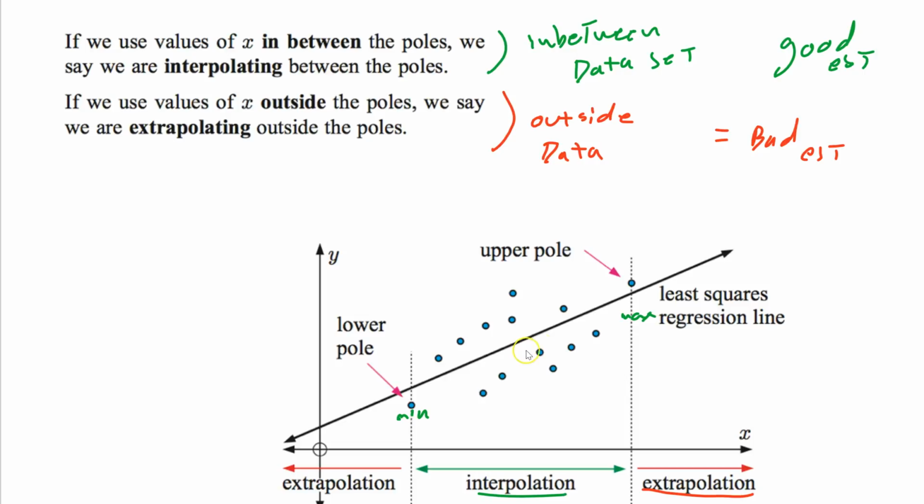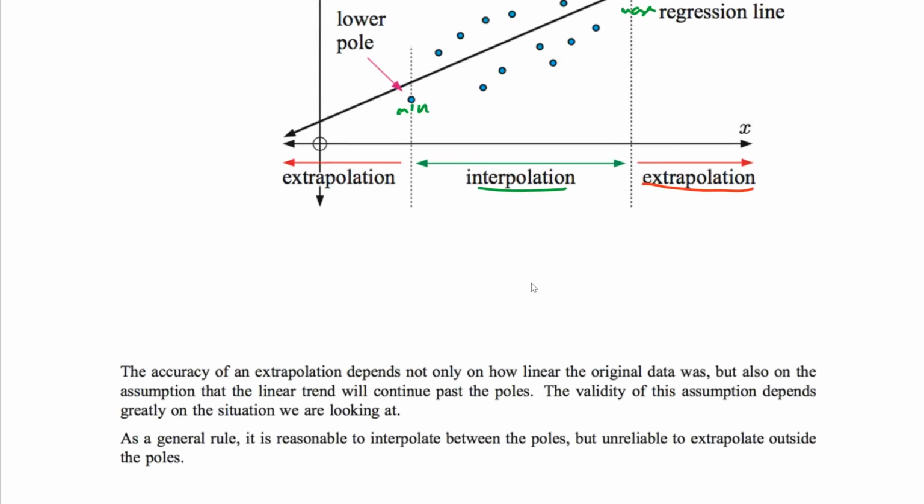So interpolation, again, when it falls in between your data set, is a good estimate. Extrapolation is when it falls outside your normal data set. It's a little too high or a little too low. Then generally not going to be a very good guess. And as you can see right here, as a general rule, interpolate between the poles is reasonable. Outside the poles, extrapolation is unreasonable.